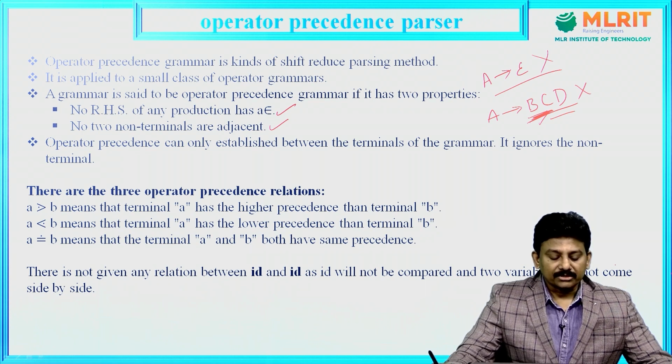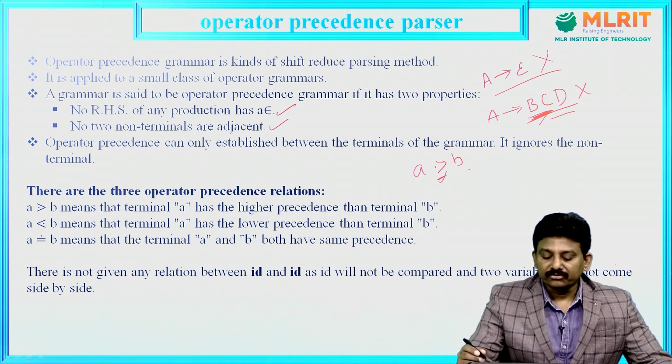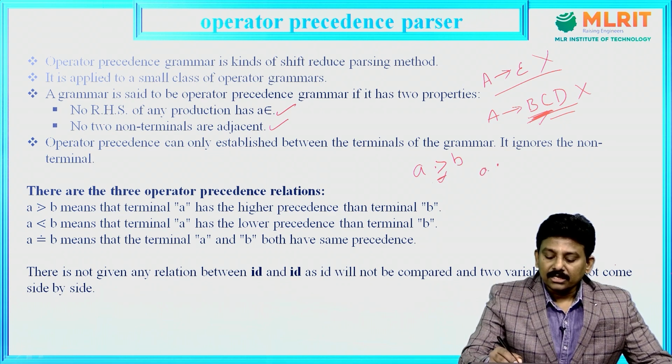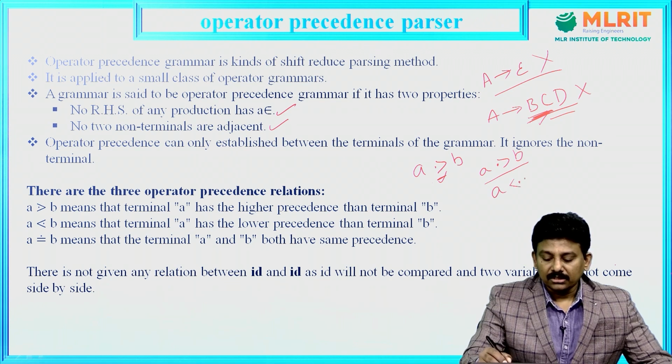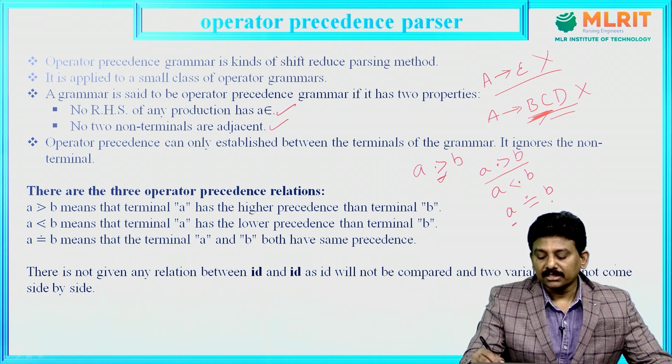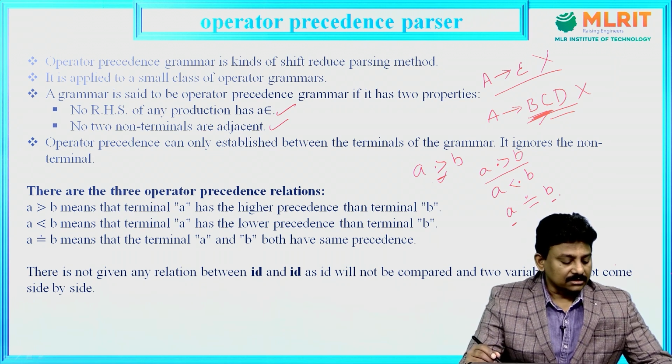There are three operator precedence relations. The first one is A has more precedence than B. This symbol is not the greater than symbol, don't confuse. This symbol means terminal A takes more precedence than terminal B. Suppose this other symbol means A has less precedence than B, where A and B are the terminals. And this symbol means terminal A and terminal B have the same precedence. These are the three precedence relations in this grammar.